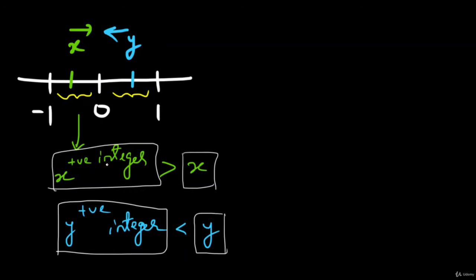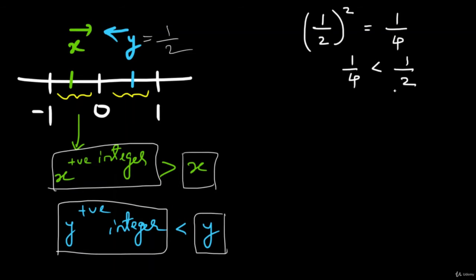Alright, now let's check this. Let's take, for example, 1 by 2. So 1 by 2 is a number between 0 and 1. So let's take y as 1 by 2. Now, if we raise 1 by 2 to 2, we get 1 by 4, right? 1 by 2, the whole square is 1 by 4. Now, you can see that 1 by 4 is less than 1 by 2, right? So, we have moved towards the left, all right?